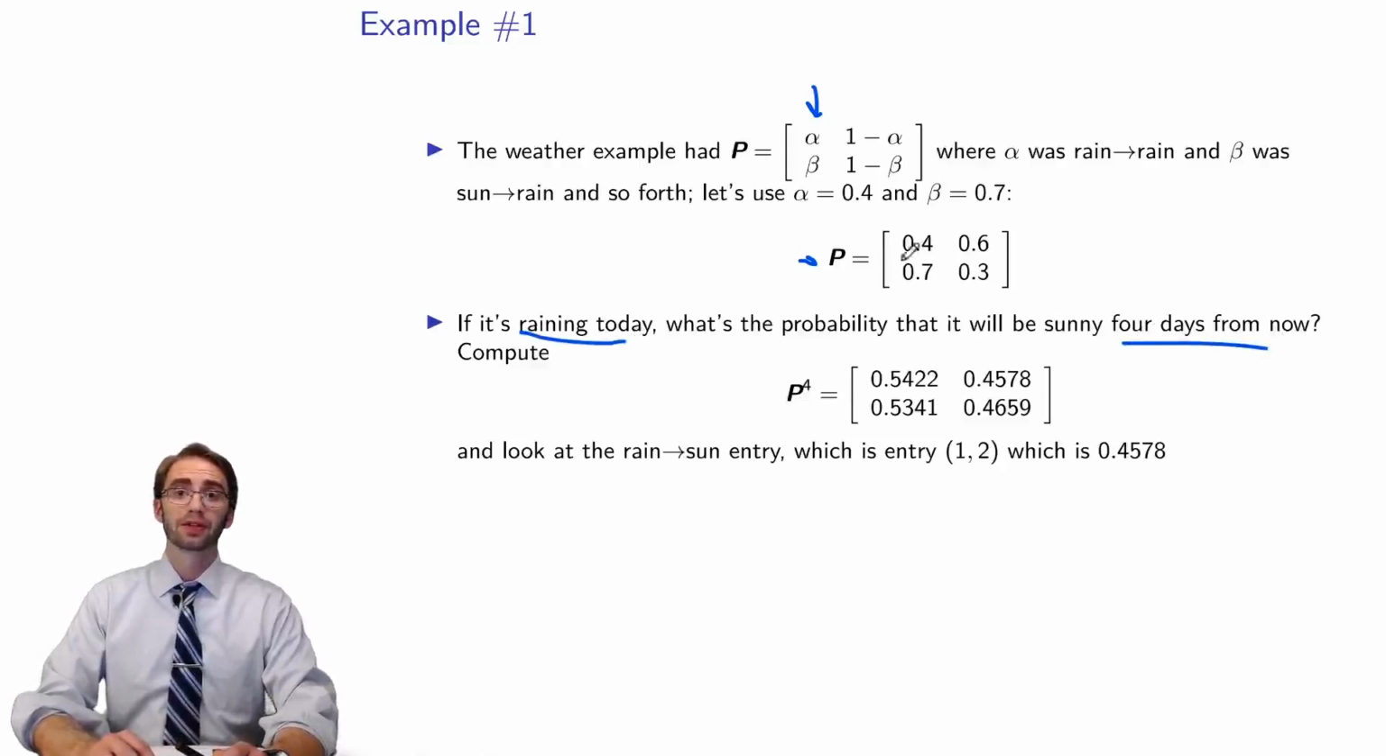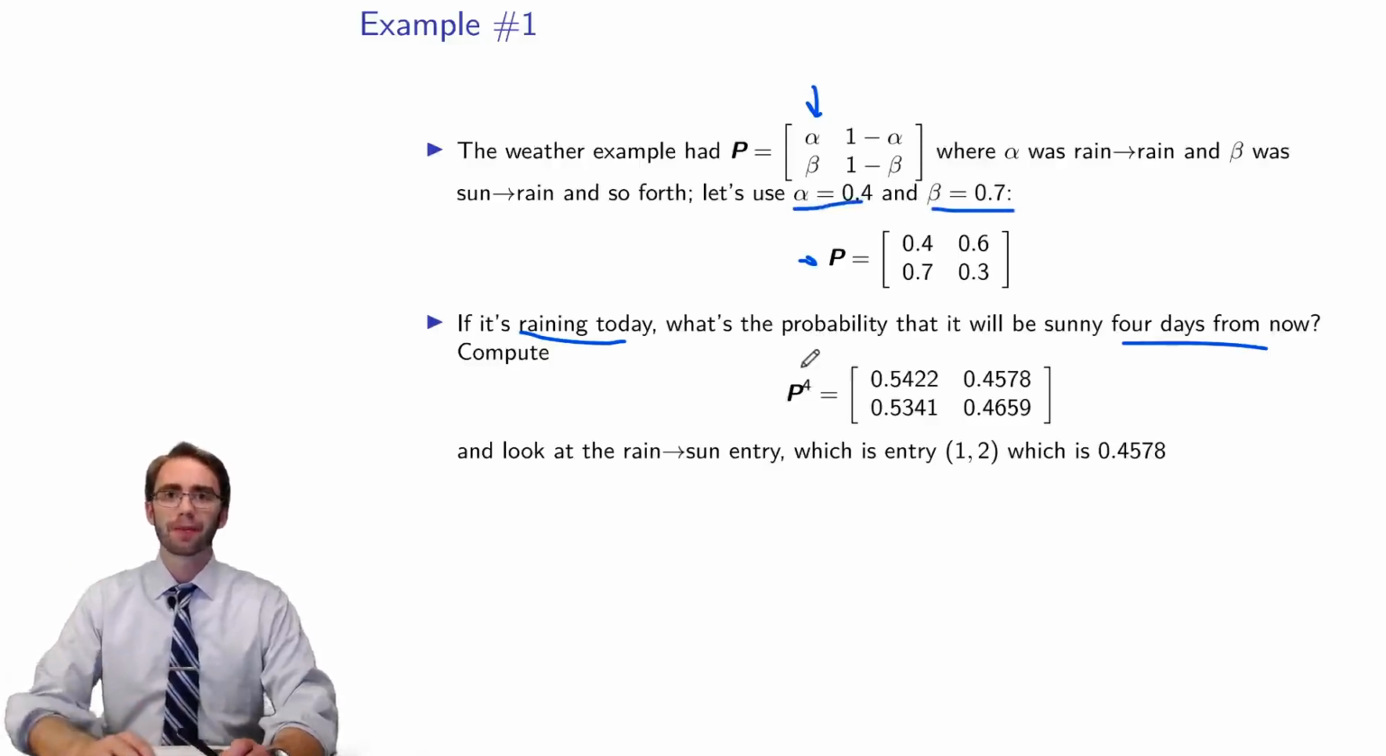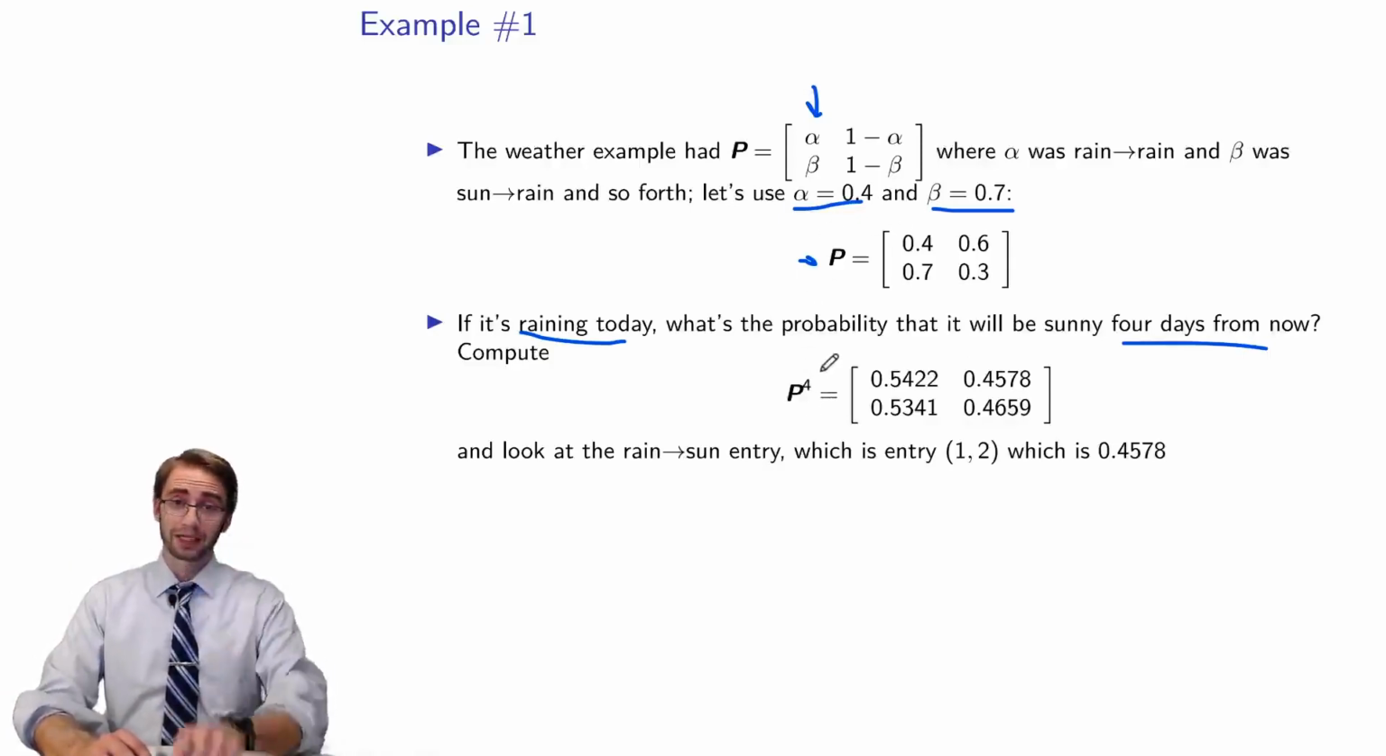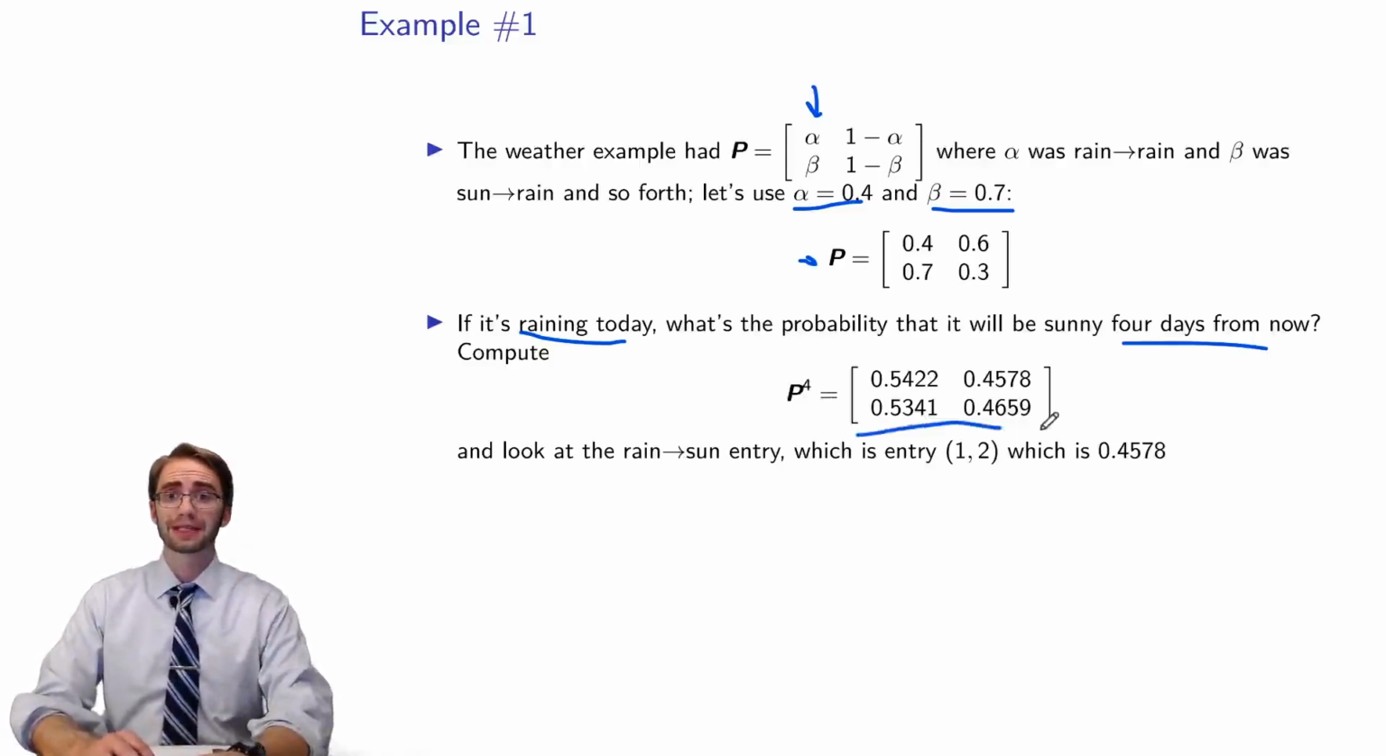And what I would do is take that matrix, and we've said alpha is 0.4, beta is 0.7, which are these rain to rain probabilities and sun to rain and so forth. You take this matrix, multiply it by itself 4 times, take P to the 4, and you get this thing.